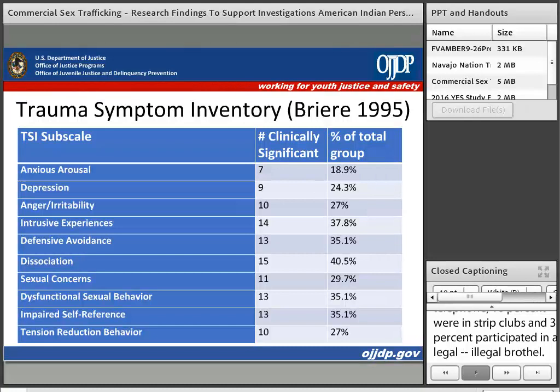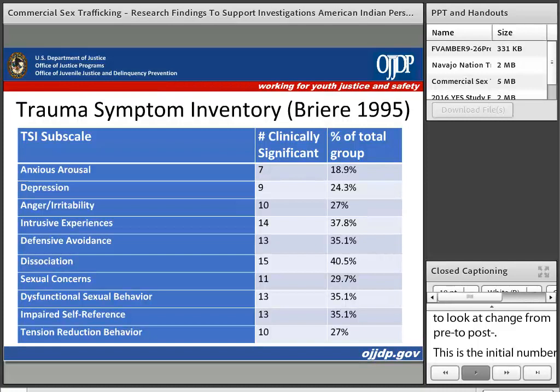So one of the surveys that we conduct in our assessment of the diversion program is called the Trauma Symptom Inventory by John Briere, and we found that the clients, so there's a clinically significant number, and we use the raw number to look at change from pre to post, but this is their initial number.